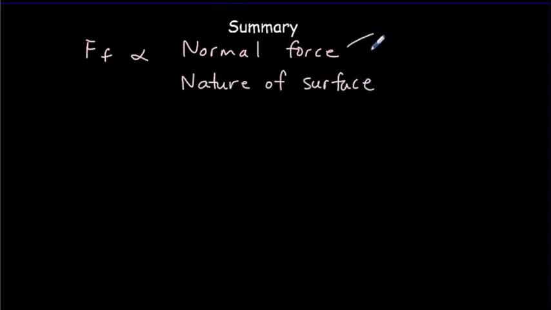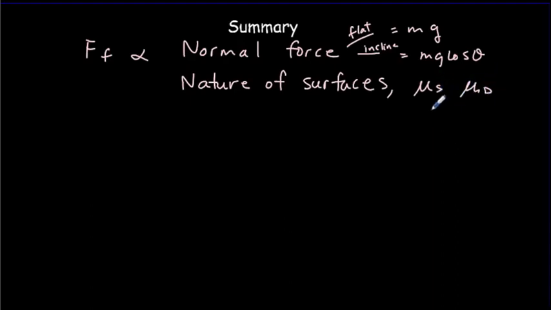So this normal force, if you're on a flat surface, it's generally equal to the weight mg. If you're on an incline, it would be mg cos theta. The nature of the surfaces, that's taken into account with these coefficients of friction. And we had a coefficient of static friction and a coefficient of dynamic friction. And generally, these coefficients were just the ratio of the force of friction to the normal force. So they were just generally fractions between 0 and 1.